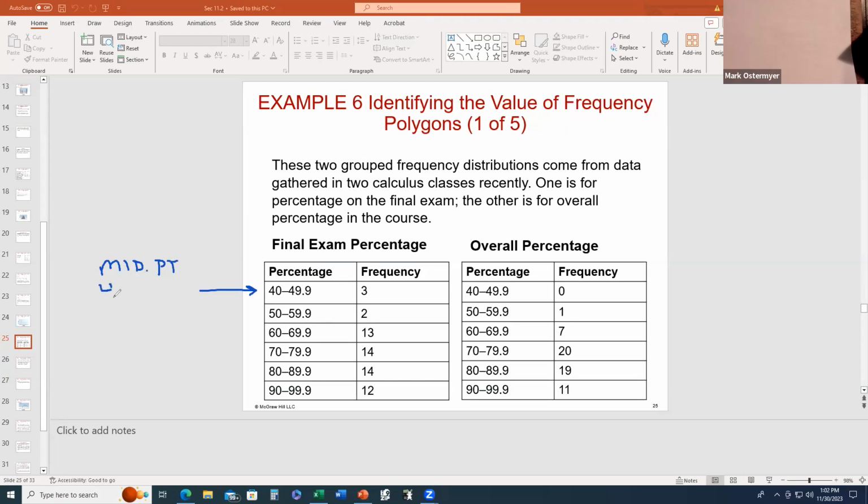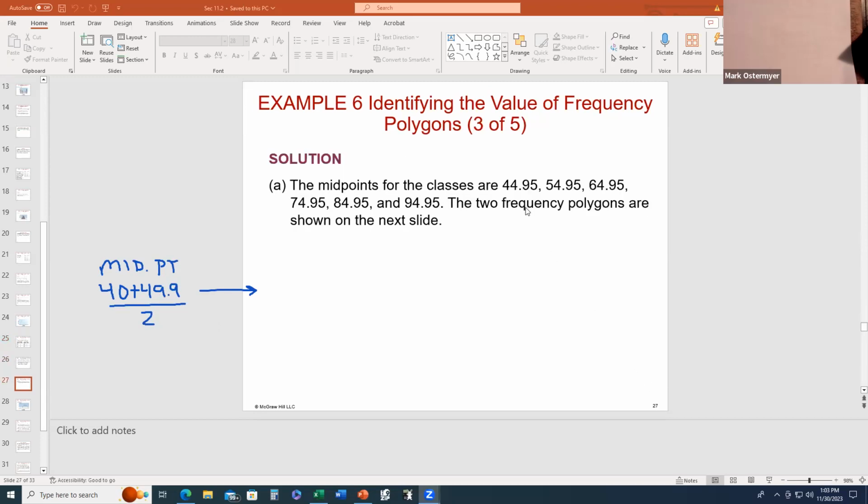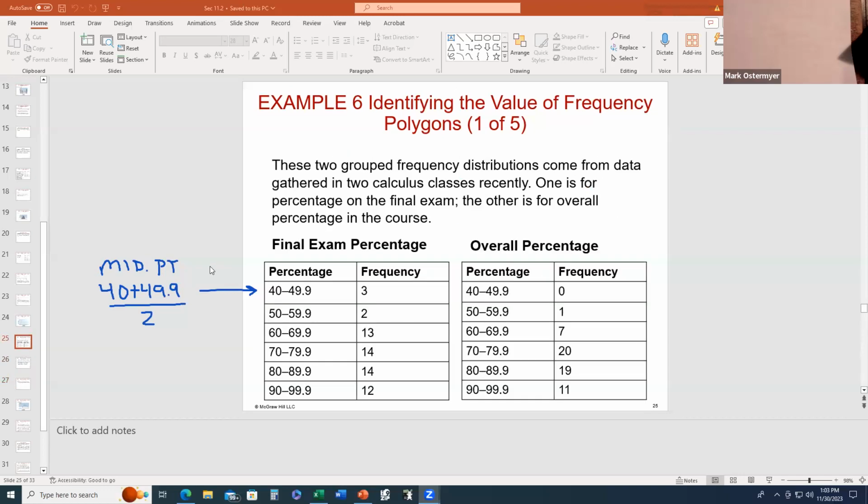They took the lower endpoint and added it to the upper endpoint and then divided by 2. They literally found the average of the endpoints of this first class. Or they performed linear interpolation between 40 and 49.9. And that gives you 44.95, the midpoint of the first class. So that's how they found the midpoints of all these classes. They just divided the sum of the lower and upper endpoint by 2.